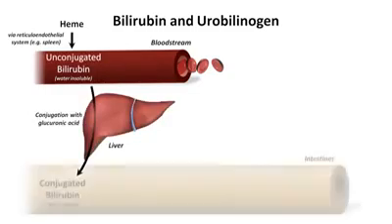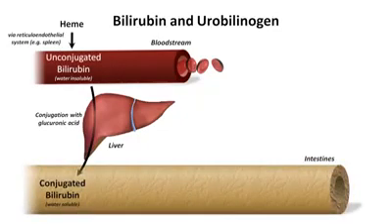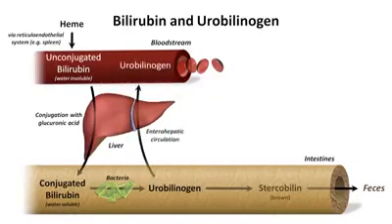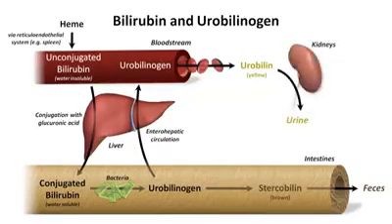the water-soluble conjugated bilirubin. In the gut, bacteria reduce bilirubin to something called urobilinogen. Some of the urobilinogen is further converted to stercobilin, which is a brown pigment and is largely responsible for the brown color of feces. In addition, some of the urobilinogen will be reabsorbed by the liver and it re-enters the bloodstream, where it will be converted into the yellow pigment urobilin. Urobilin is then excreted by the kidney along with some amount of unconverted urobilinogen.